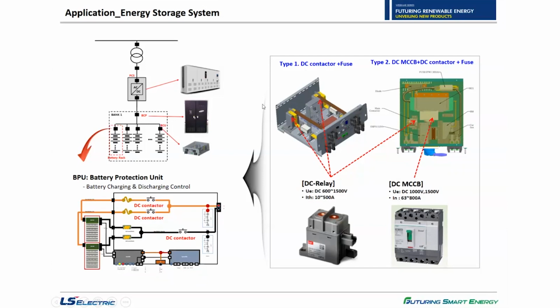This application is quite well used, not only in Samsung SDI but also LG Chemicals, so it is quite a reference system. I hope that you can focus on our DC relay system with really good reliability. The normal voltage is 600 to 1500 VDC, and ITH, the thermal current, is 10 to 500 ampere. That would be our nice system for your ESS system.